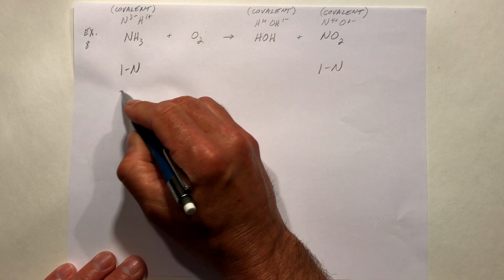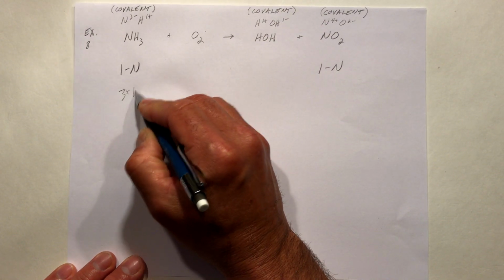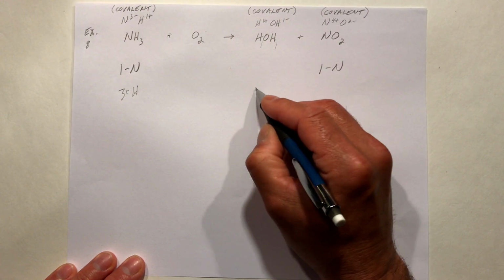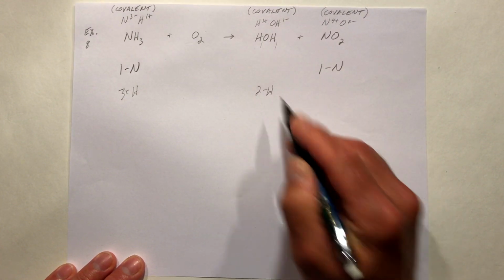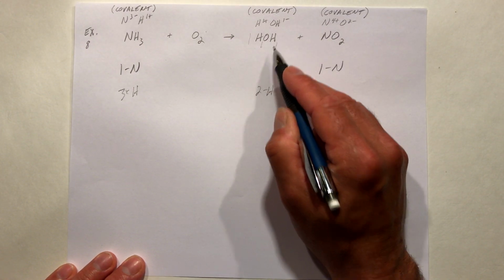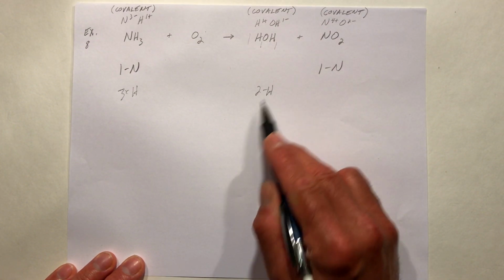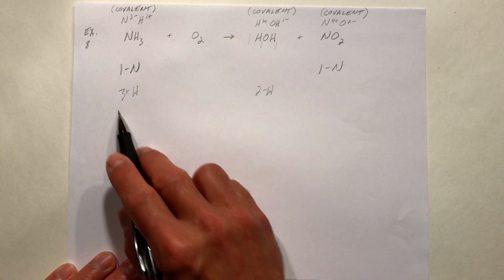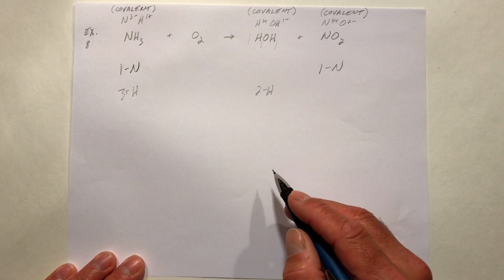3 H's and 2 H's. Right? Coefficient of 1 times the subscript of 1, and coefficient of 1 times the subscript of 1 again, that's 2 H's altogether. Well, the H's aren't equal. Let's do something about that. We have 3 on one side, 2 on the other. We can make 6 on both sides.